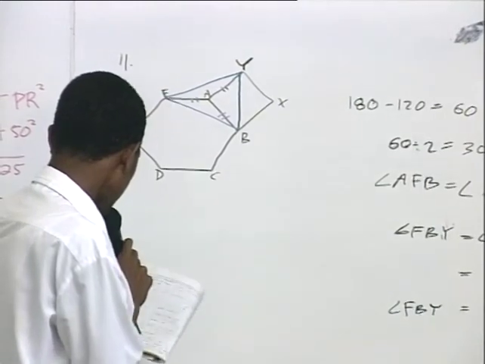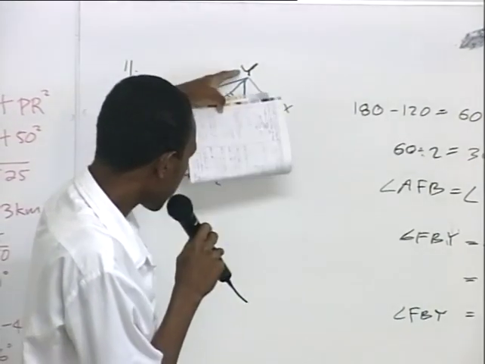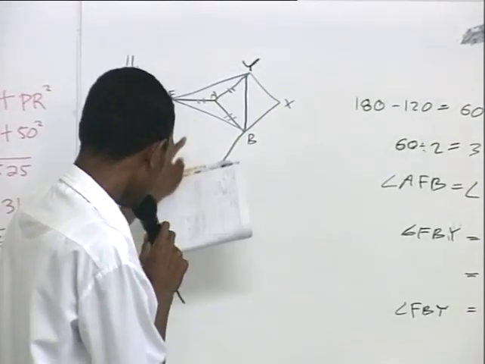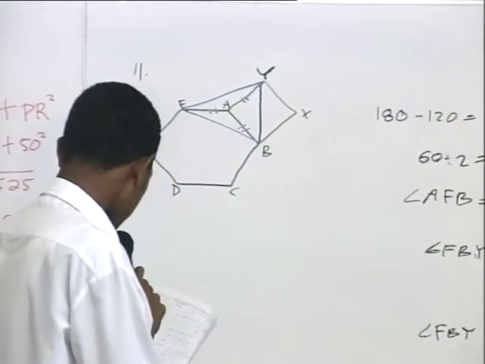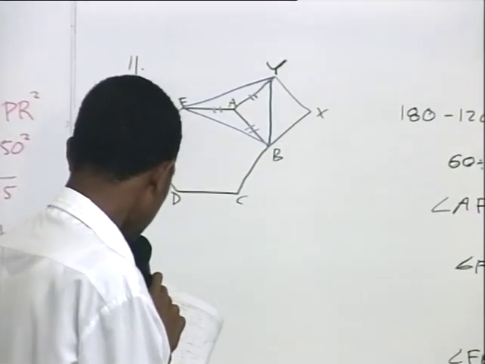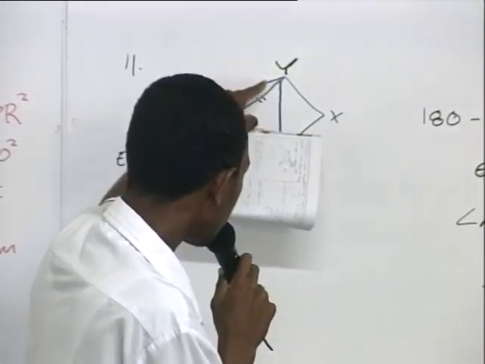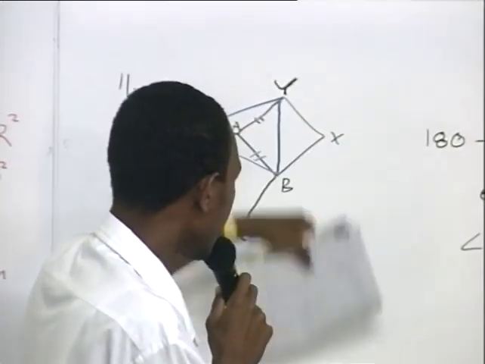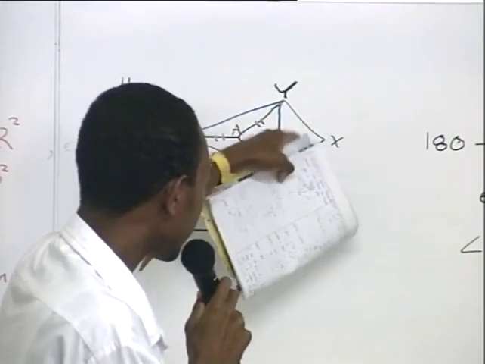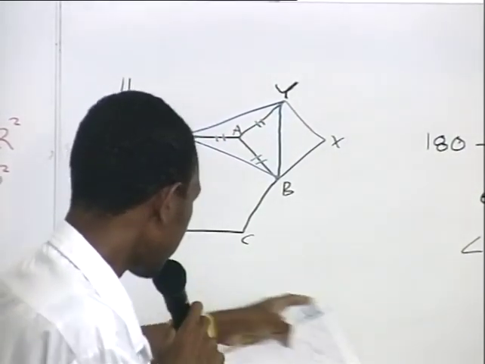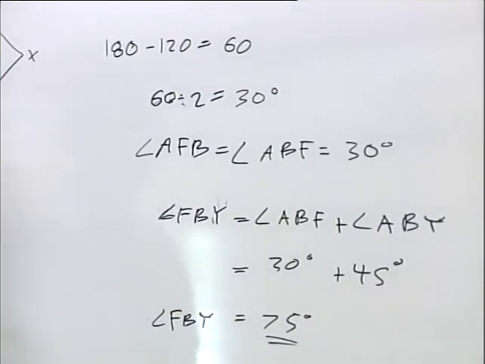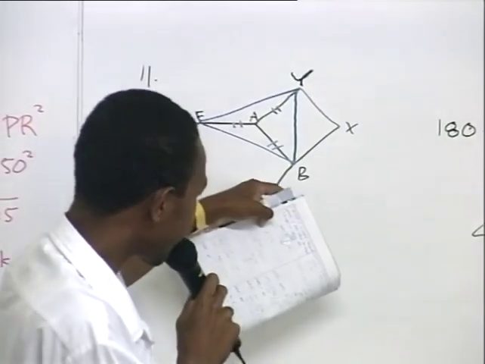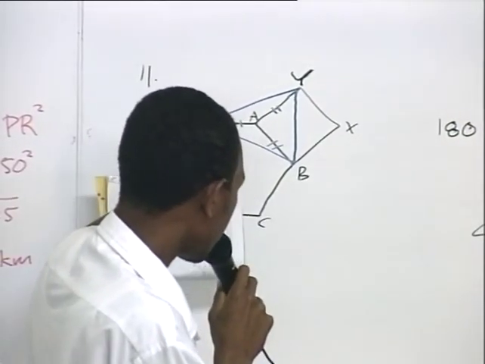Then we say angle FBY is equal to angle ABF plus angle ABY. This line diagonally bisects the square, which makes these two angles 45 degrees. So 30 degrees plus 45 degrees, angle FBY of the triangle BFY is equal to 75 degrees, which is this angle.